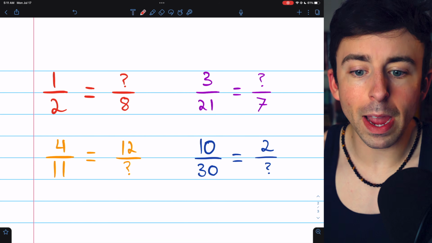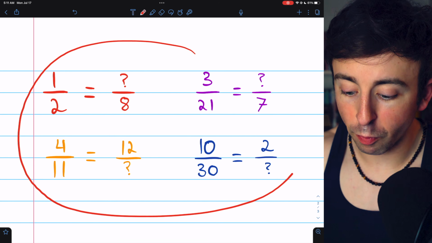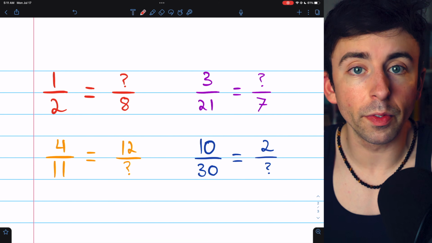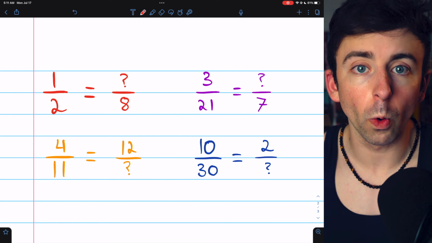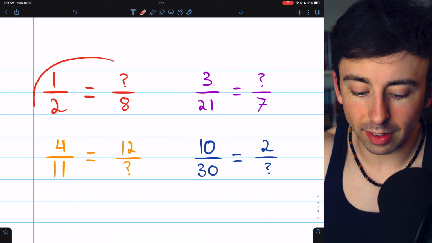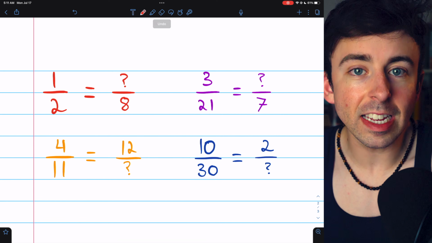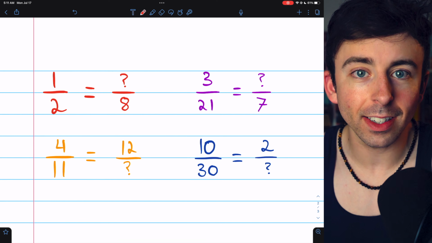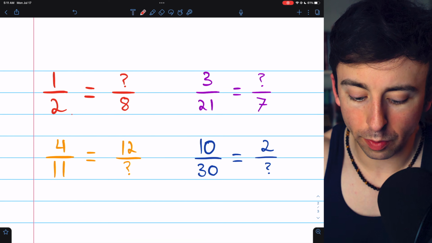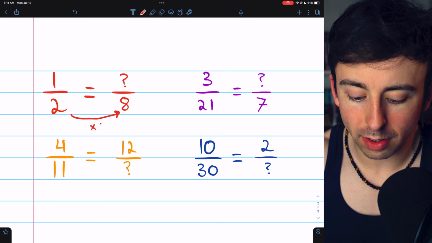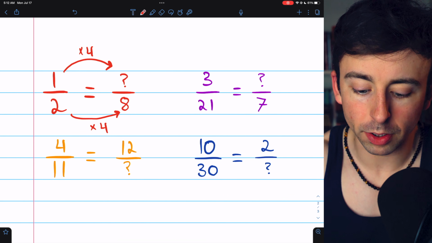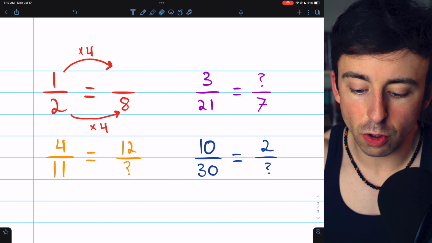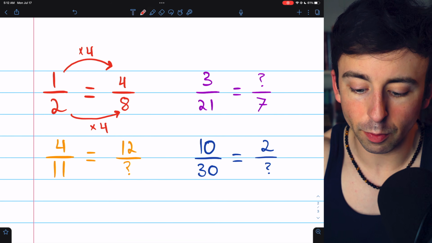Let's finish with a few basic example problems. Here are 4 examples of equivalent fractions. We need to figure out what the missing numerator or denominator is. In this first example, 1/2 is equal to what over 8? Well, for these fractions to be equivalent, we see that the 2 must have got multiplied by 4, so the 1 must also get multiplied by 4. So the missing numerator we're looking for is 4.